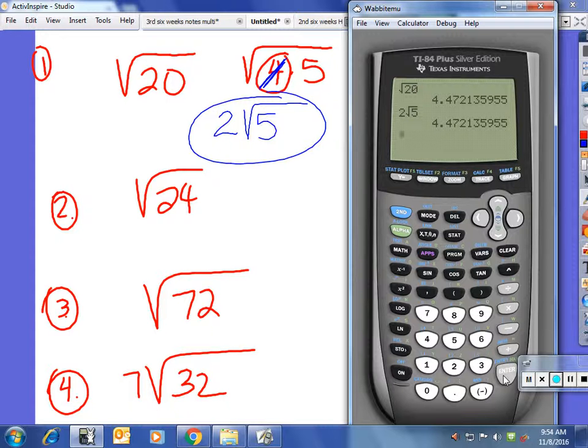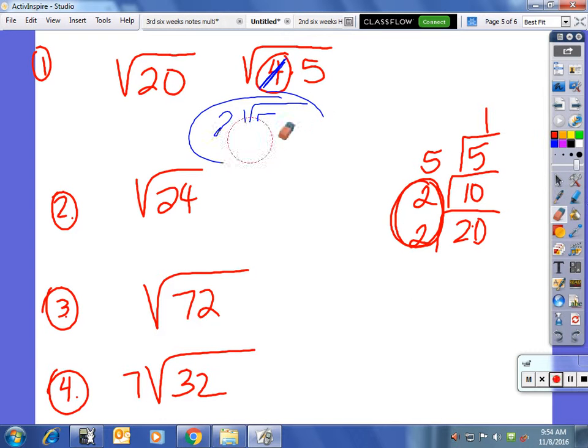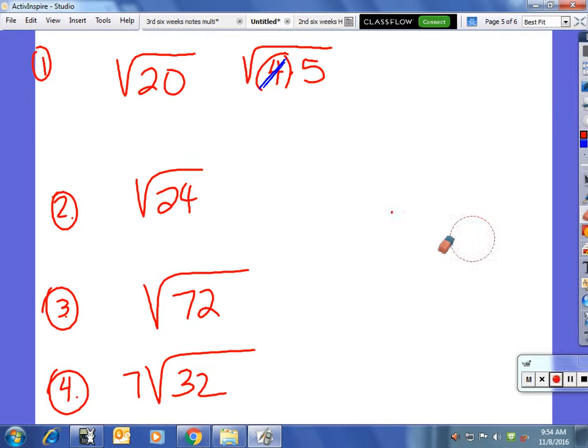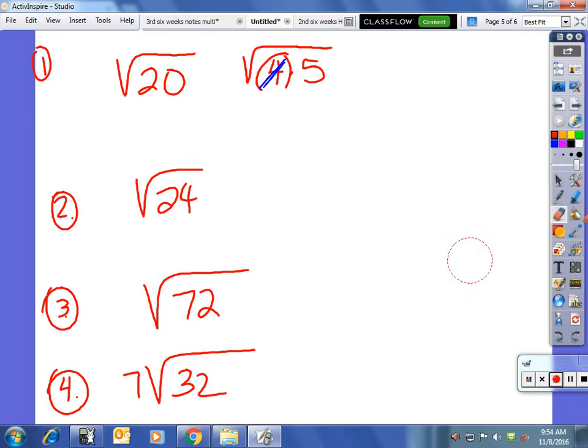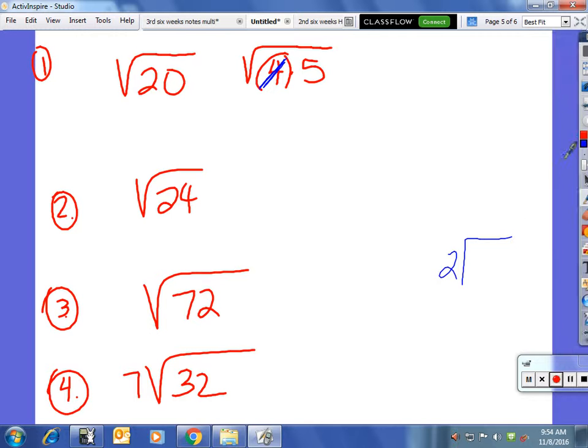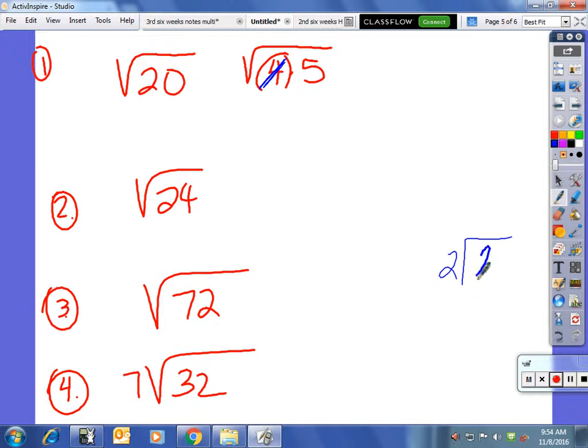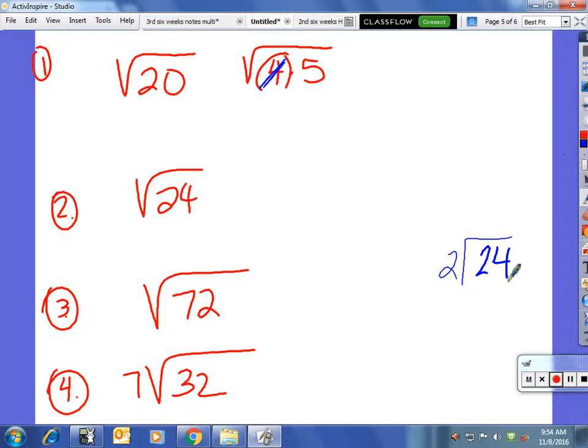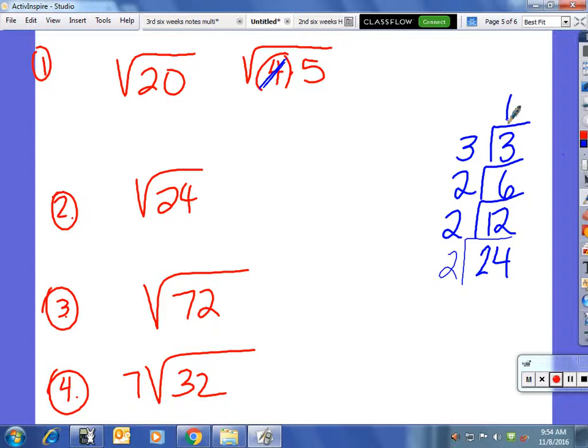Okay, 24. Let's break down 24. Are any of you doing the factor tree method, or are you doing my way? Okay, so I would always start with the smallest number that I know goes into 24. If it's even, you can always divide by 2, right? 2 goes into 24 12 times. 2 goes into 12 6 times. 2 goes into 6 3 times. And 3's prime. 3 goes into 3 once.